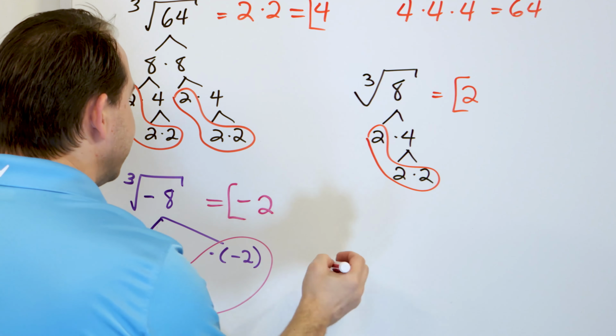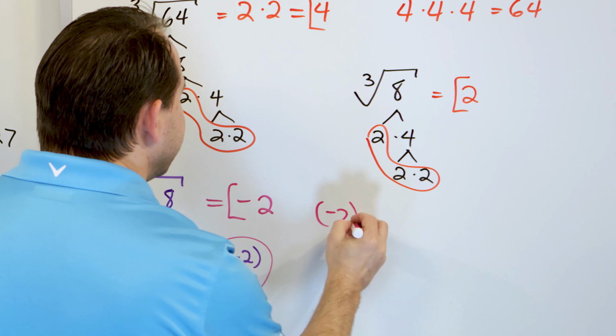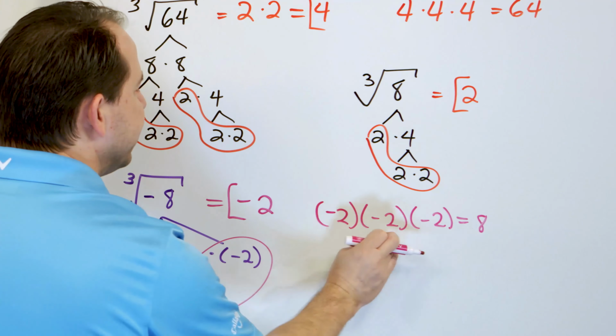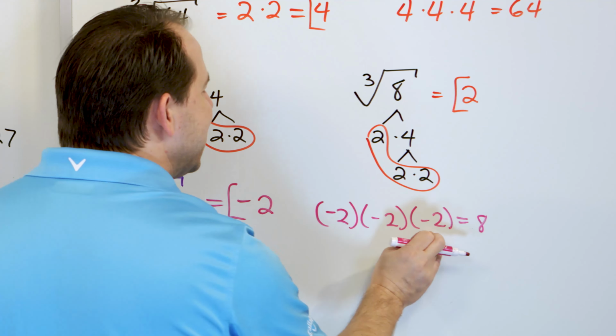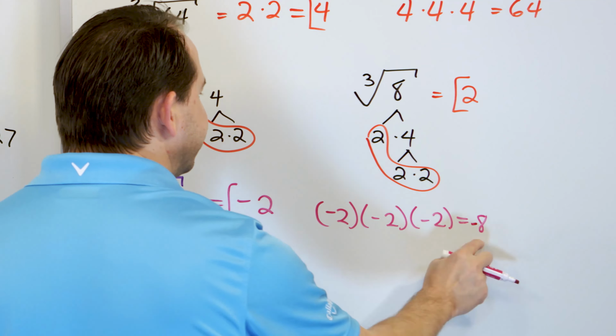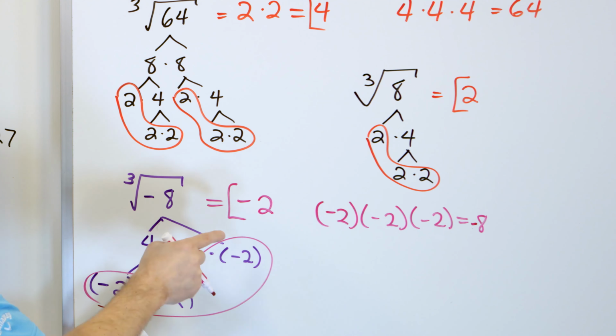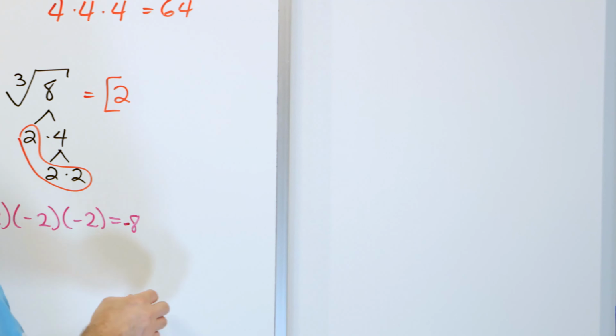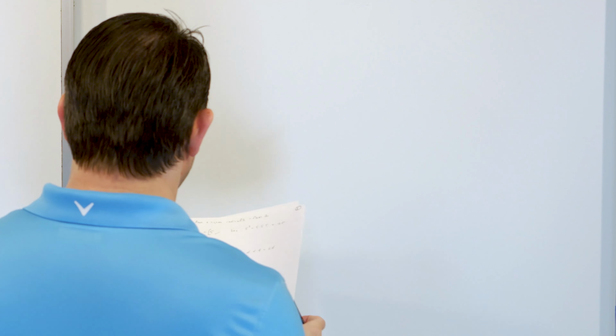That's the answer. Why? Because negative 2 times negative 2 times negative 2 is equal to positive 8. This gives you positive 4, but times the negative 2 gives you negative 8, which is what I have on the inside. So the answer is negative 2. Bottom line is I'm trying to drill it in a lot. You can and you will be taking cube roots of negative numbers.